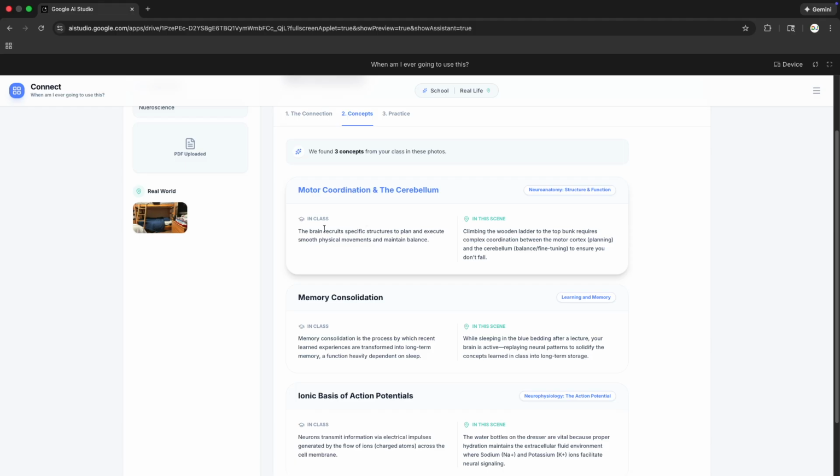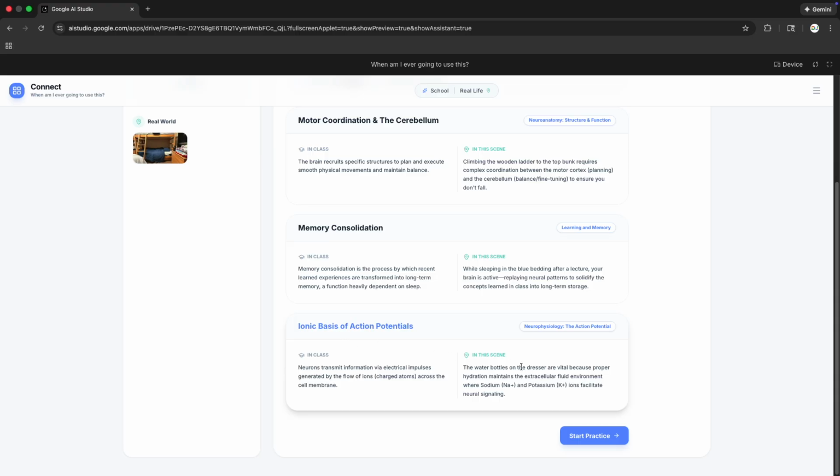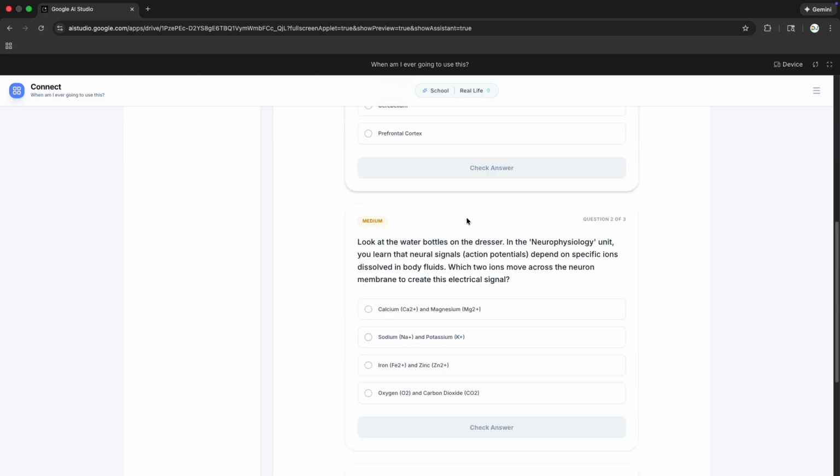Motor coordination in the cerebellum ties climbing the ladder to planning in the motor cortex and fine-tuning in the cerebellum. Memory consolidation links sleeping in the blue bedding to turning what you studied into long-term memory. Ionic basis of action potentials uses the water balls to talk about how hydration supports sodium and potassium ions that carry neural signals. Finally, practice turns the dorm photo into quiz questions.